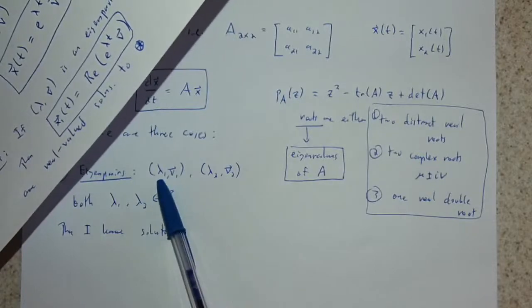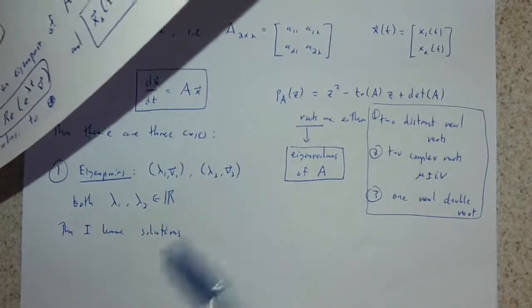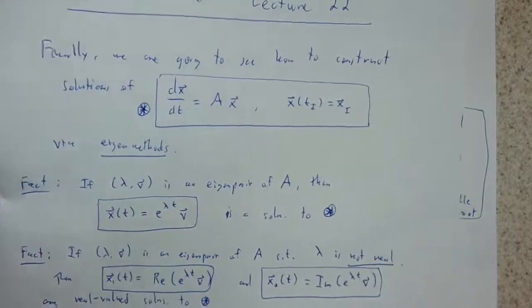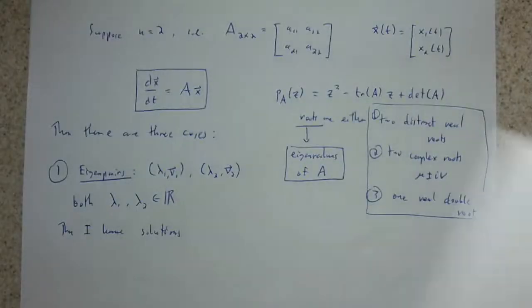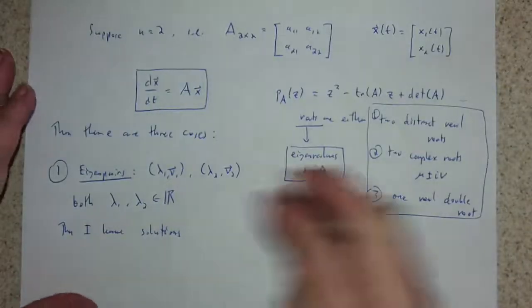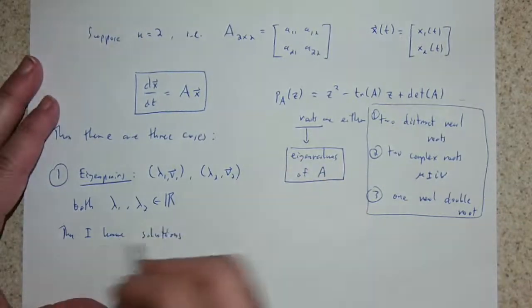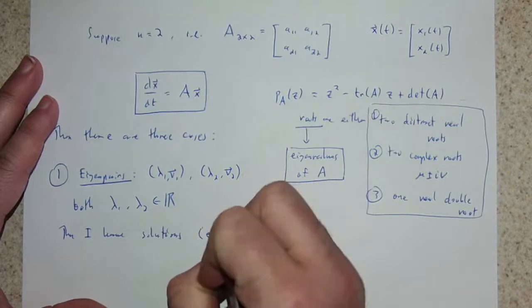And of course, since these are real eigenpairs, both lambda 1, lambda 2, v1 and v2, it's all real numbers involved there. So all the components of those vectors are real, so this is a real valued solution. I get two of those. Thus I have two solutions. Solutions of this form are called eigensolutions. You'll see that reference both in the literature and also just in the online notes.